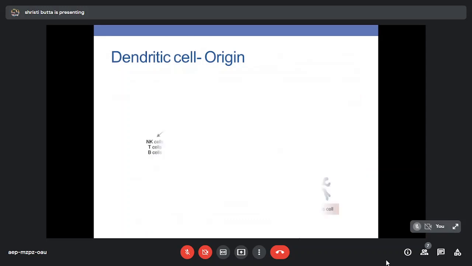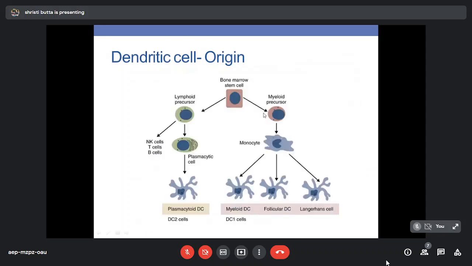We also have the dendritic cells. Now, when we have the dendritic cell, look at this, we have the bone marrow hematopoietic stem cell, that differentiates into the myeloid precursor and the lymphoid precursor. The lymphoid precursor gives rise to the NK, T, and B cells, very well known to us. In addition, this lymphoid precursor also gives rise to the plasmacytoid dendritic cells. On the other hand, this myeloid precursor, besides giving rise to the monocytes, also differentiates into the myeloid dendritic cell, the follicular, and the Langerhans type of cells.